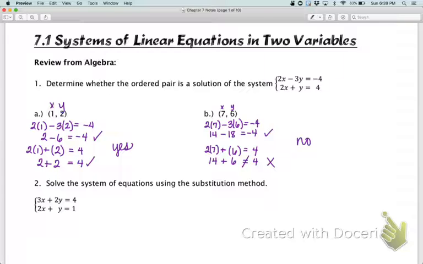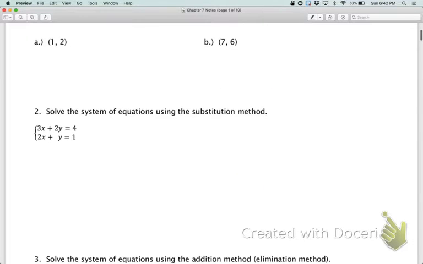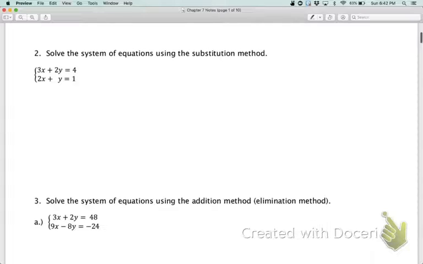Okay, the next thing that I want to refresh your memories on is the substitution method for solving a system of equations. The substitution method is useful when we are able to quickly solve one of our two equations for one of the variables. You can see here, this bottom equation already has just a 1y. So we can very quickly subtract 2x from both sides, and that gives us y equals 1 minus 2x.